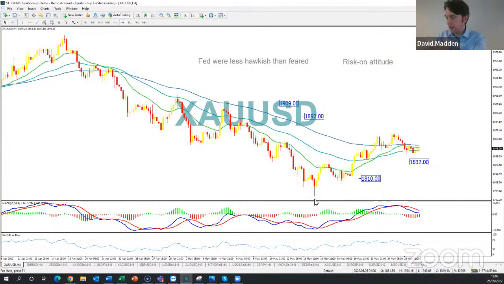As I said, for the last almost 2 weeks, gold's been in an upward trend, which has been a rebound, a reaction to the broader bearish trend. But essentially, my view is that while gold continues to hold above this zone here around 1832, it's possible the more medium-term upward trend will continue.